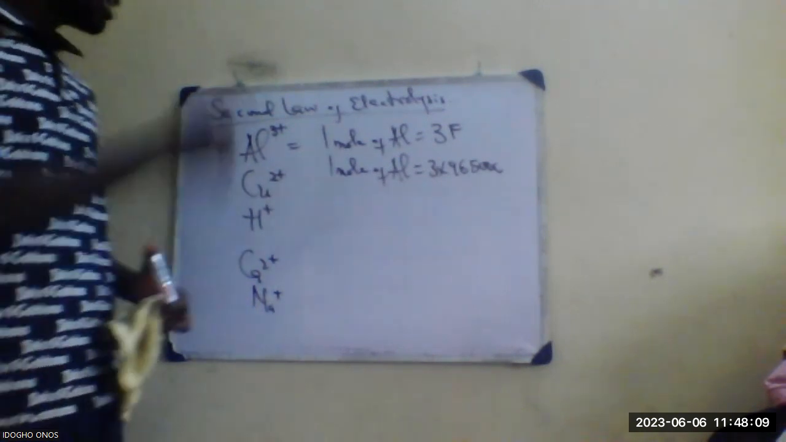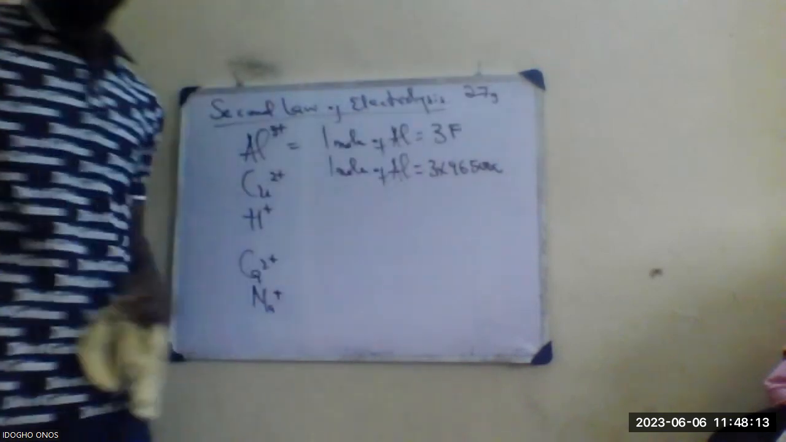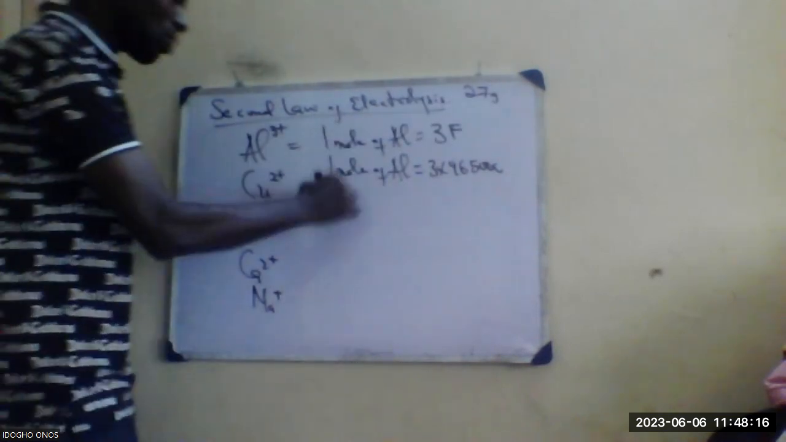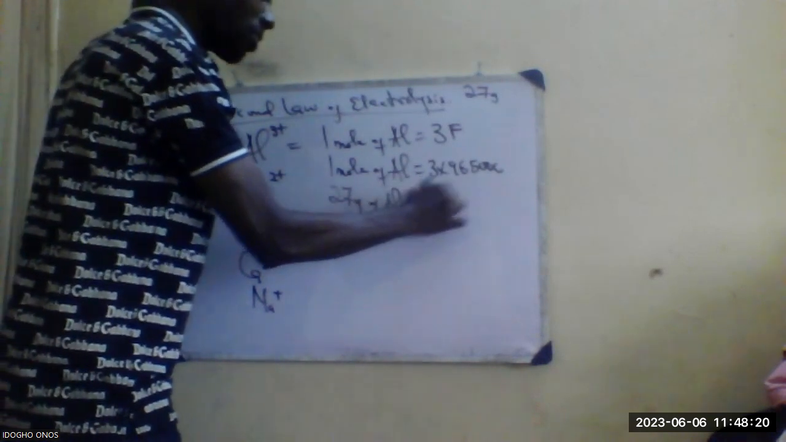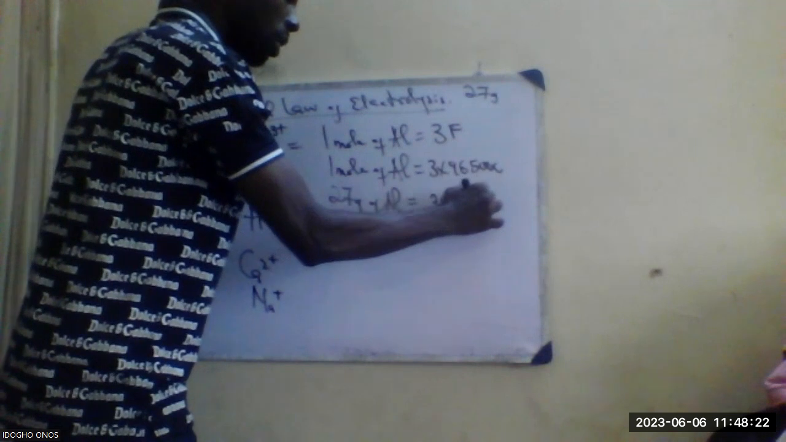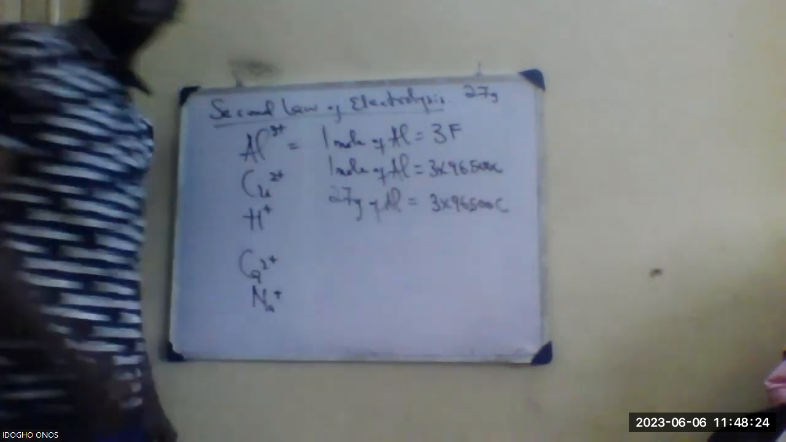Then again, the relative atomic mass of aluminium is always 27 in terms of gram. This also means that 27 grams of aluminium is deposited by 3 times 96,500 coulombs of electricity.